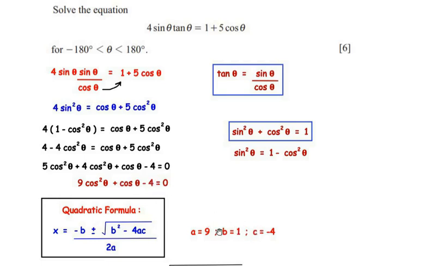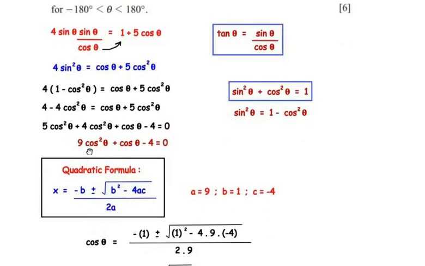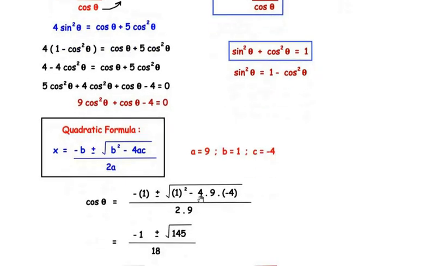Now let us plug in these values in this formula. So here, in place of x we have cos theta. So cos theta is equal to minus b becomes minus 1 plus minus square root of b square becomes 1 square minus 4ac is going to be minus 4 times 9 times minus 4 over 2 times a becomes 2 times 9. Now simplifying this we get minus 1 plus minus square root of 145 over 2 times 9 is 18.